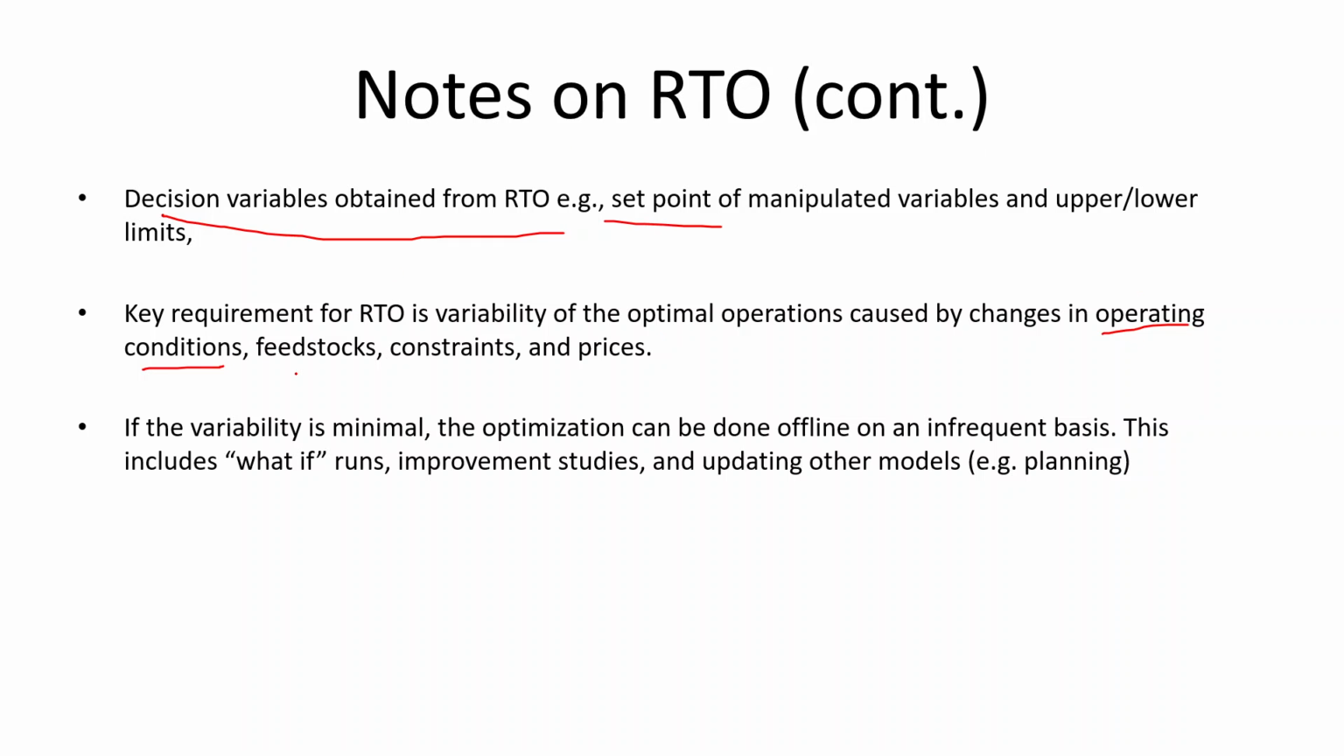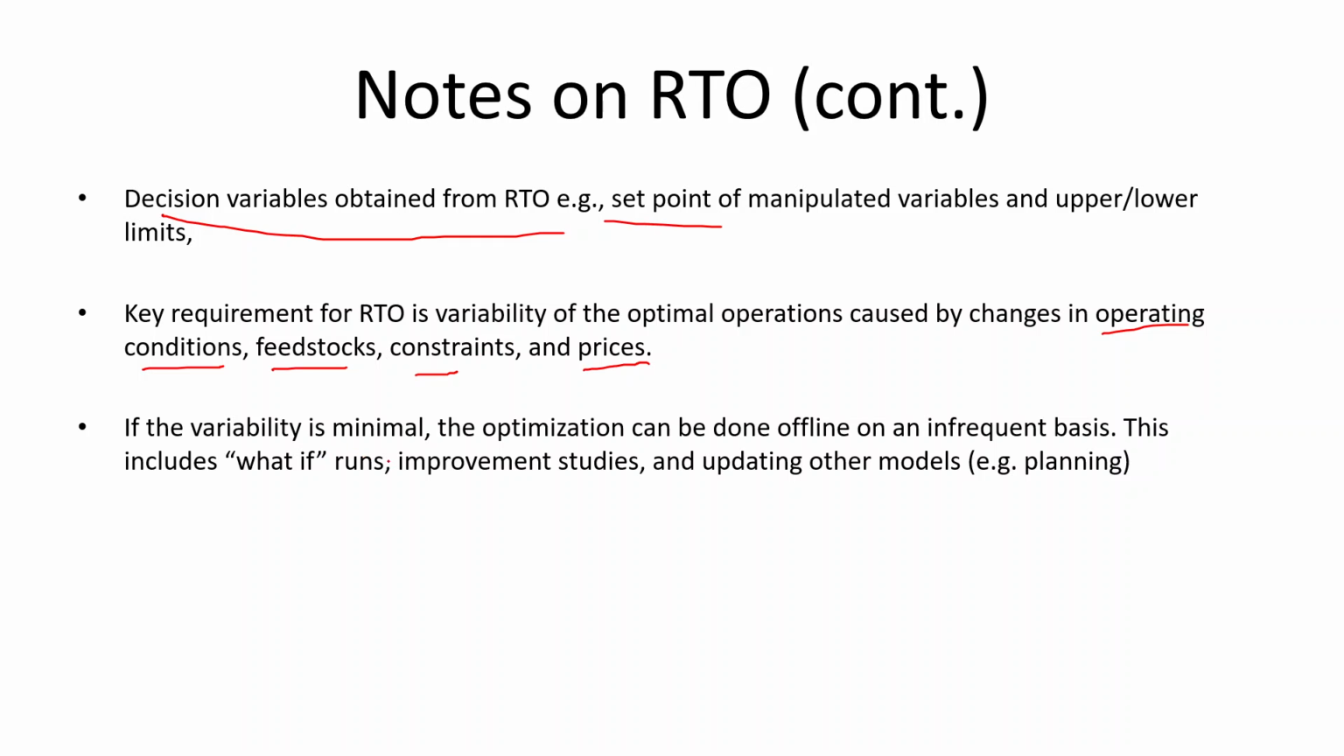So if there is a change in the operating conditions, feedstock, any other constraints, and also the prices, which is very important as well. So if there is any change in these, then we will go back to our RTO model to see whether we are heading in the right direction or not.